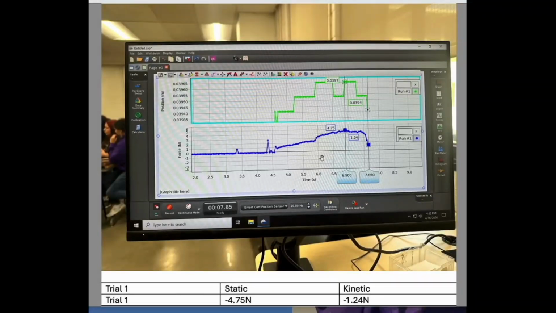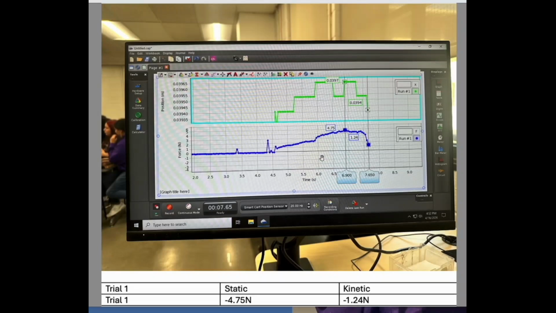For trial 1, we measured both the normal force and the frictional force acting on the object as it moved across the surface. The normal force was recorded to be approximately negative 7.85 newtons, which represents the force pressing the object against the surface, while the frictional force we measured was about negative 4.75 newtons. The negative sign simply indicates that the frictional force is acting in the opposite direction of motion, which is expected.